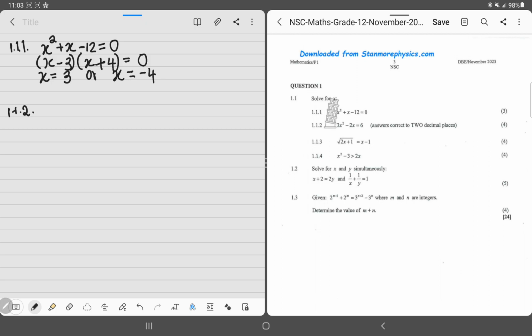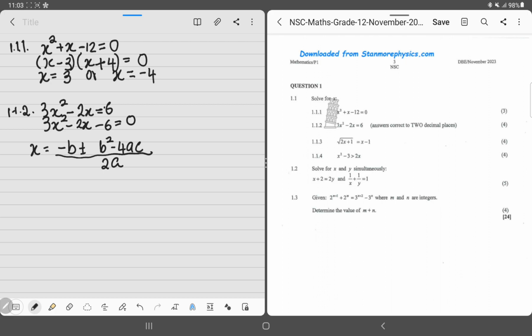The minute that you see something like answers correct to 2 decimal places, it means that you need to use your quadratic formula. So it's going to be 3x squared minus 2x equals 6. We first need to write this in standard form. 3x squared minus 2x minus 6 should be equal to 0. So we're going to use the quadratic formula, negative b plus minus the square root of b squared minus 4ac over 2a.